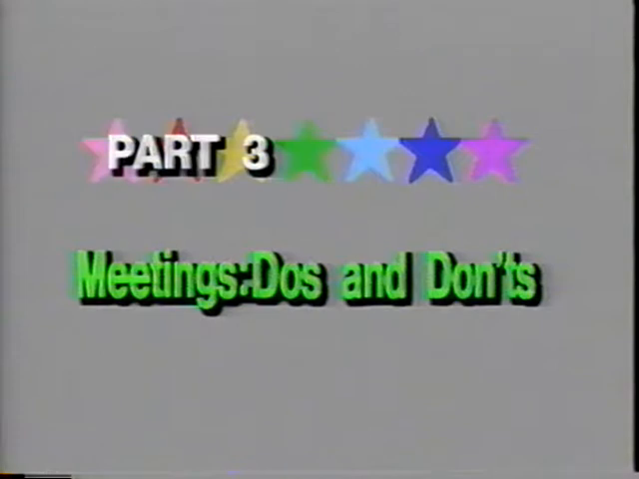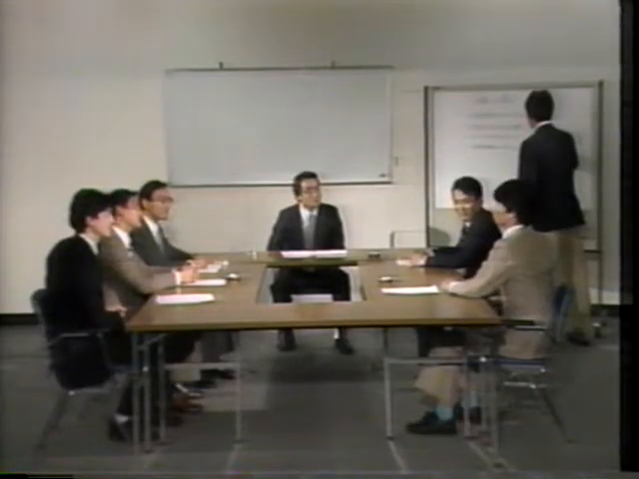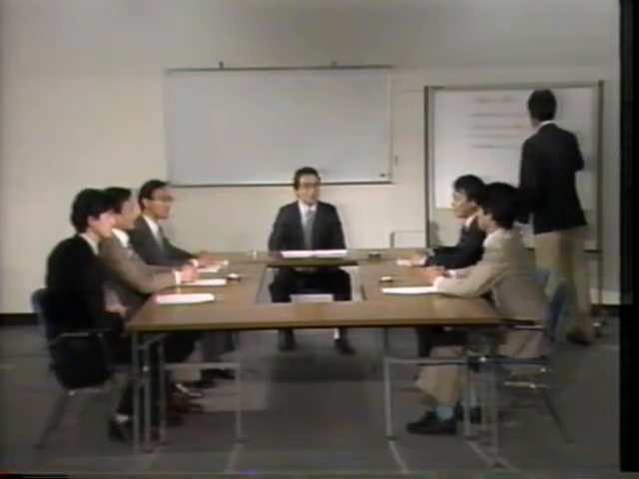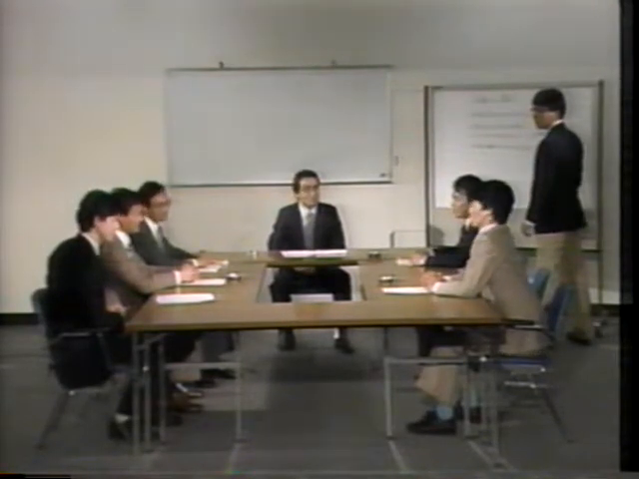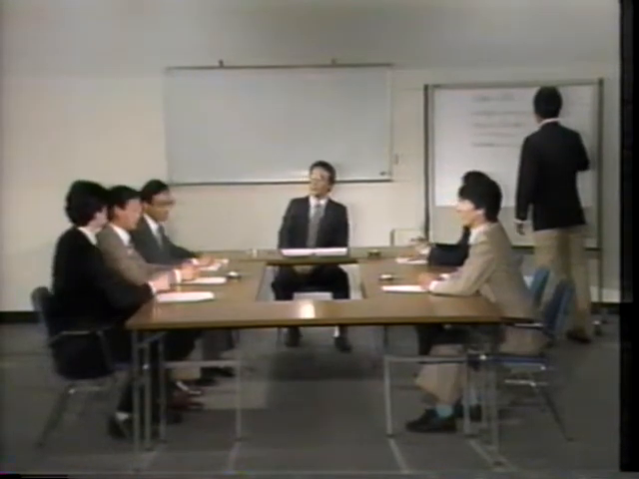Part 3. Meetings. Do's and don'ts. The secret of a successful meeting is the way the chairman handles it. His attitude, his preparation, and the way he speaks and listens during the meeting all affect the response he gets from those present. He alone can energize a meeting or reduce its effectiveness completely.